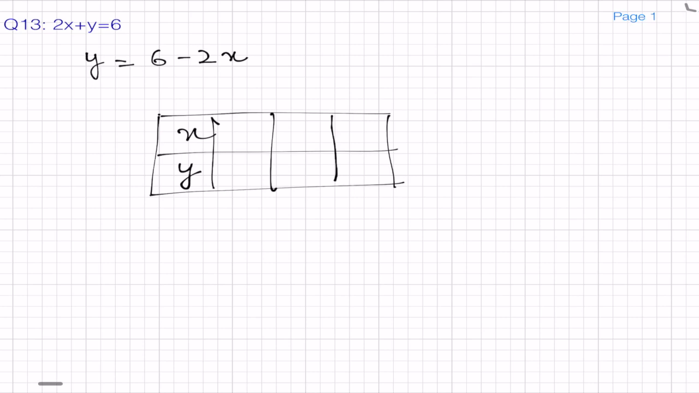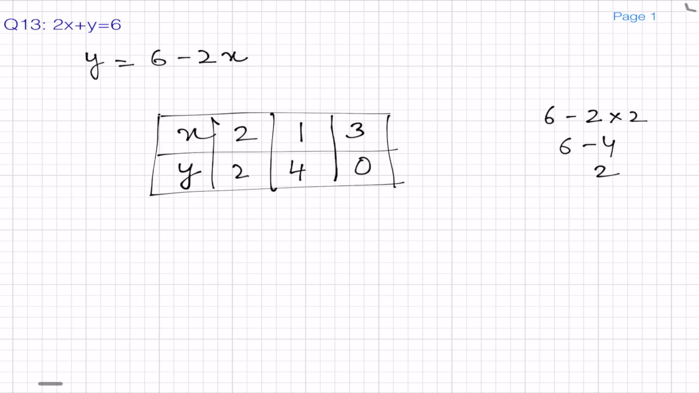So first I am taking x is 2. So 6 minus 2 into 2, so 6 minus 4 is 2. So x is 2, y is also 2. If I take x is 1, similarly y will be 4. If I am taking x is 3, y will be 0 because 6 minus 6 is 0.